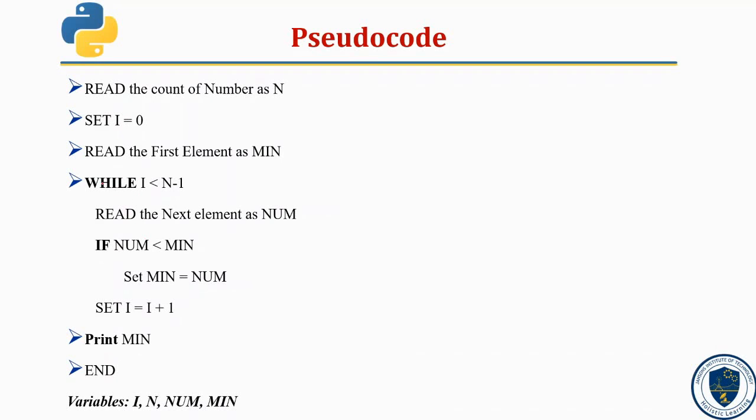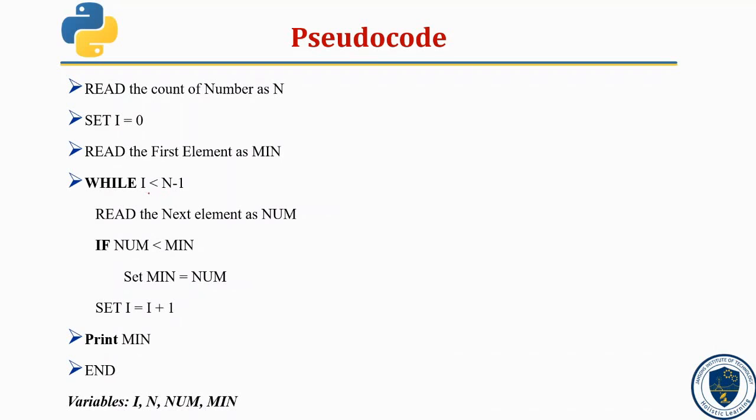We have capitalized the keywords and proper indentation has been applied. The flow of logic is the same as that of the algorithm. We have read the numbers in n, set I is equal to 0. We have read the first element as min. In while we have given the condition, so this while is used to take all the elements from the list and compare them and find the minimum element.